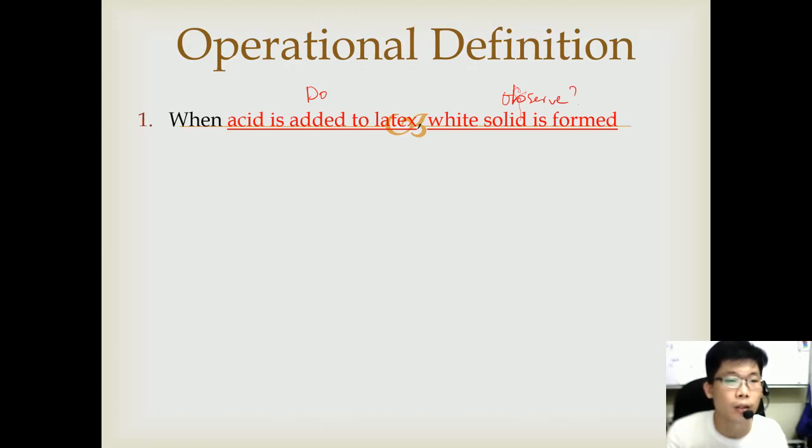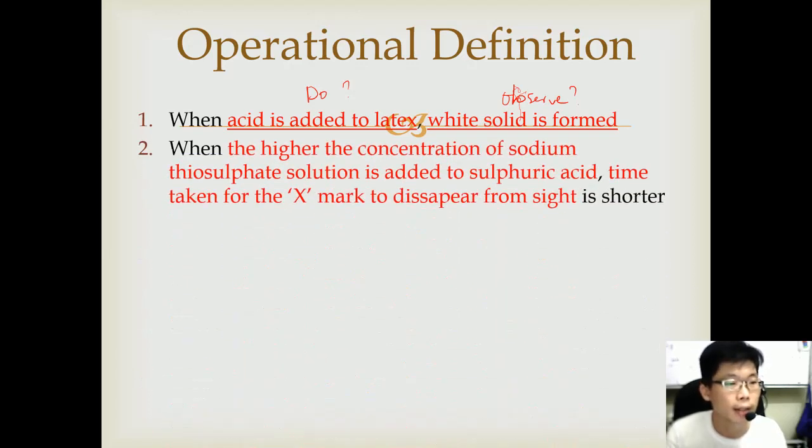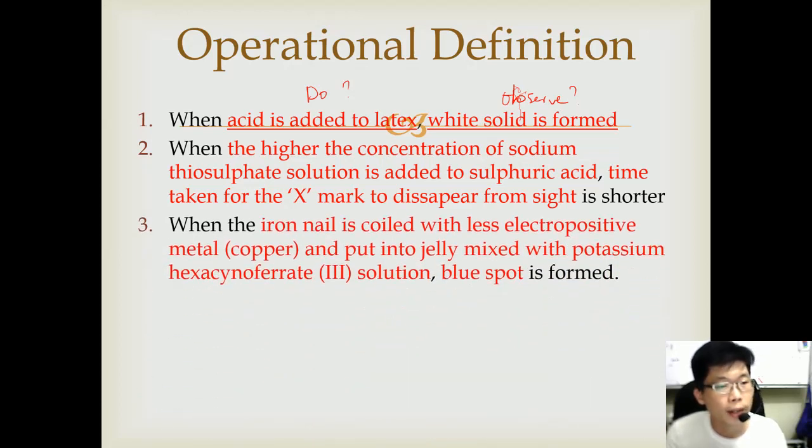Okay. So what you do and what you observe. Sometimes you can explain in longer sentences. Okay. Another example: when higher concentration of sodium hydroxide is added to the sulfuric acid, the time taken for the X marks to disappear is shorter. So what you do and what you observe. Next, when the iron nail is coiled with less electropositive metal and put into jelly mixed with potassium hexacyanoferrate solution, blue spot is formed. So this is what you observe.